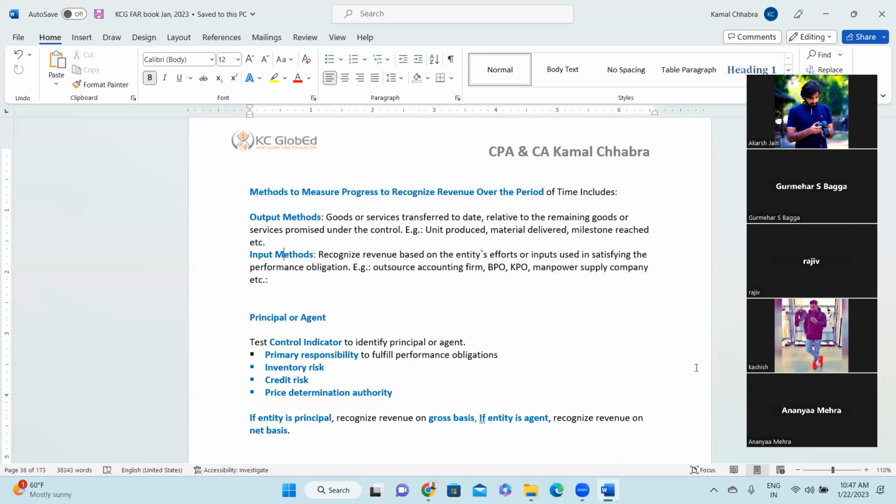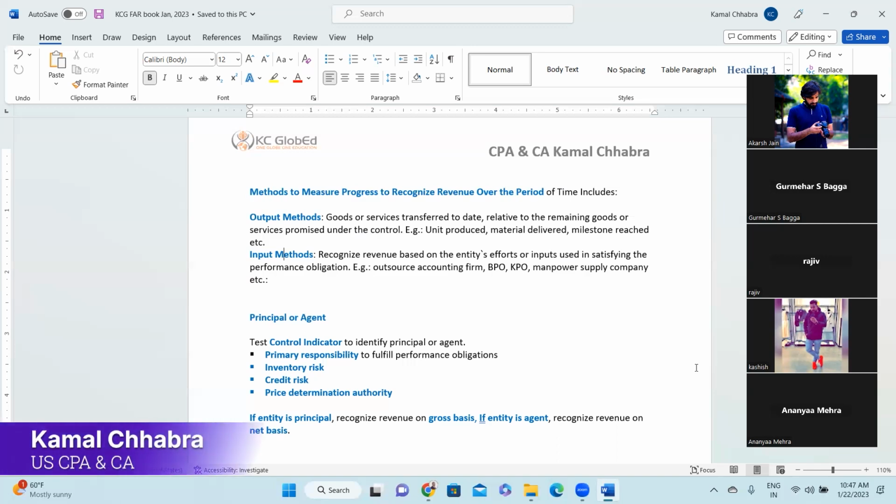I'll give you a very, very simple example. How many of you have an electricity connection at your home? No one is living with diyas or candles, right? So you have an electricity meter at your home, and they bill you when you consume the electricity. That's on an output basis, right?